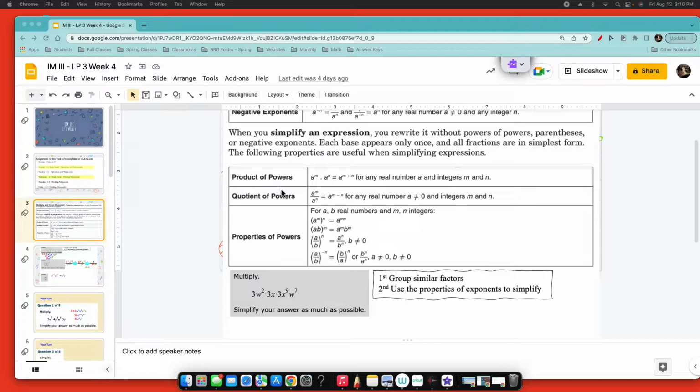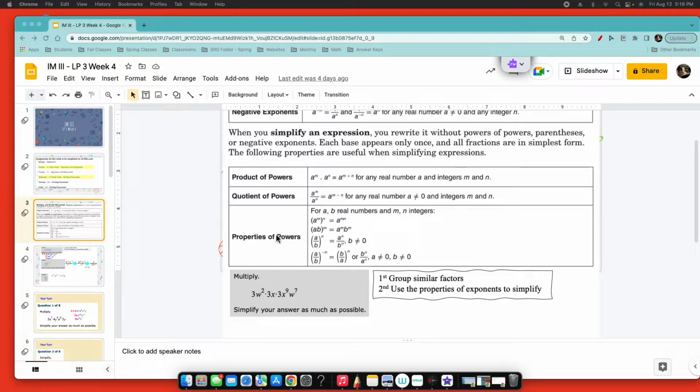Quotient of powers, same idea. It has to have the same bases. And then instead of adding, I'm going to subtract. Just keep in mind, multiplication makes things bigger, it's going to increase, so you add. Multiplication and addition go together. Division and subtraction go together because they both decrease.